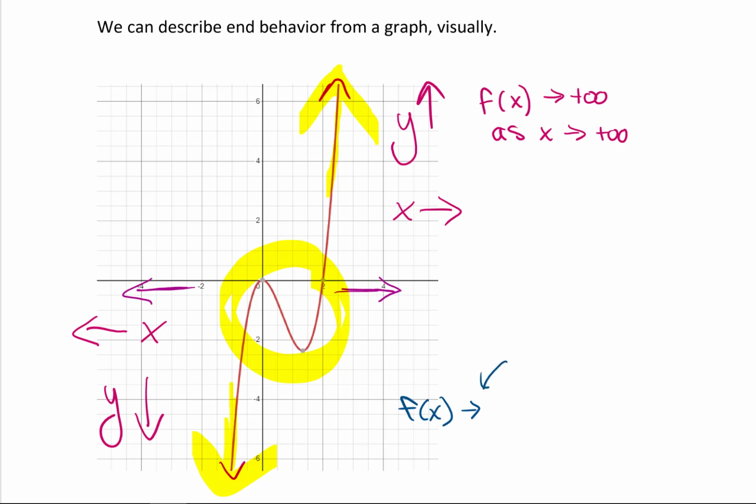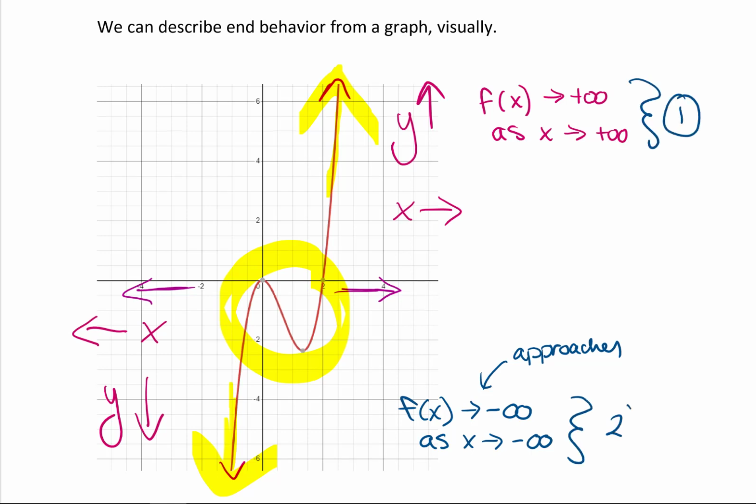Then on the other side, we would have f of x, again, our fancy notation for y values, approaches, so that arrow means the word approaches, negative infinity as the x values also approach negative infinity, meaning they get really small. A really important thing to notice is that every time you do end behavior, you're going to have two solutions. One for the right-hand side of the graph, and the second for the left-hand side of the graph.